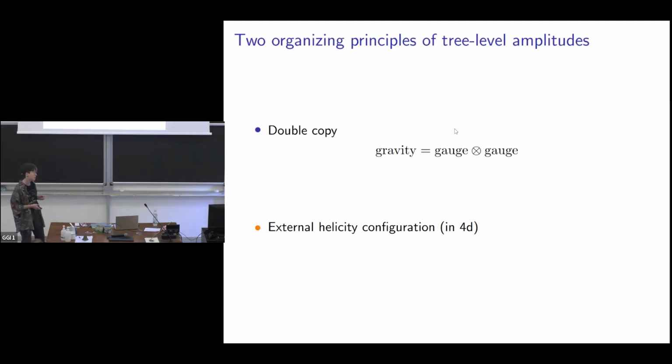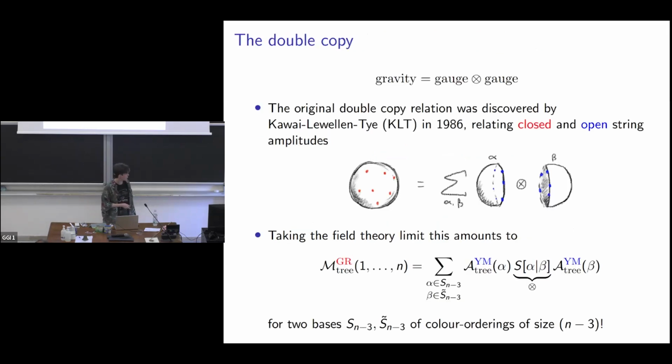One way that we can organize these amplitudes is via the double copy. This relates gravitational amplitudes to gauge theory amplitudes. Another way that we can organize them is in terms of the external helicity configuration of our amplitude. So that's like the MHV sectors. Let me just go through some basic properties of these two things.